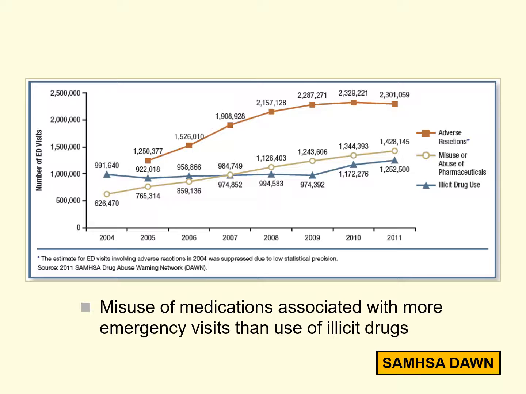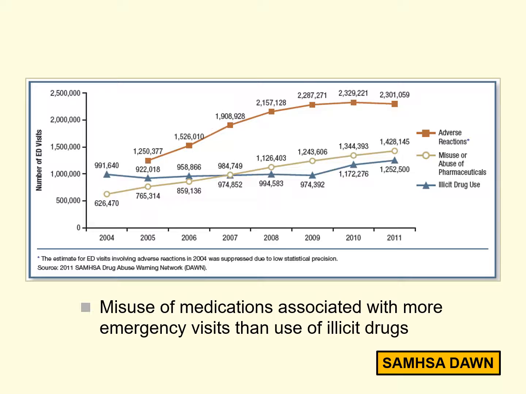So here is a graph that you can see, just a summary of some of the data from the DAWN network from the Substance Abuse and Mental Health Services Administration. I'll link to them on the website so you can follow along if you're curious about this. You can see over time the numbers of ER, or ED, emergency department, equivalent to an ER of course, visits associated with adverse reactions to different medications. So that is, you're using a drug and you had an unexpectedly adverse reaction to it. You can see that's in red.